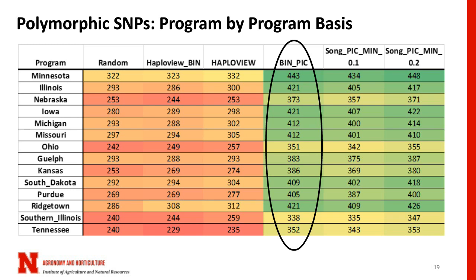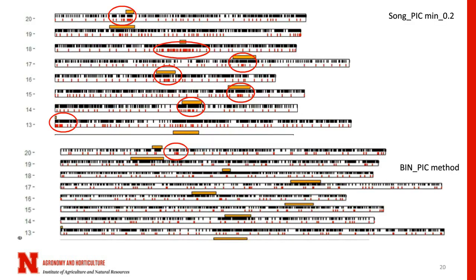As you get to some southern germplasm, which this GS probe set wasn't necessarily designed for, you do get fewer SNPs polymorphic, but still a pretty good number. You see Tennessee there, 352. Now, while the number of SNPs polymorphic for the bin-pick method is very close to what the Song method was, the advantage of the bin-pick method shows up whenever we compare it to the distribution of the markers.